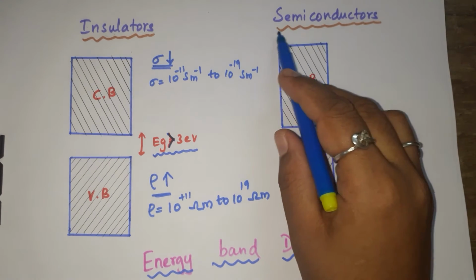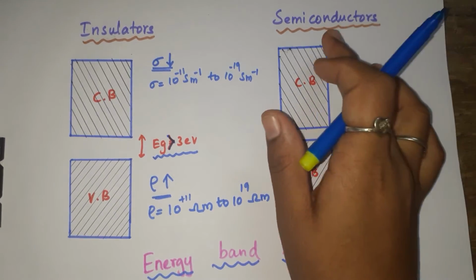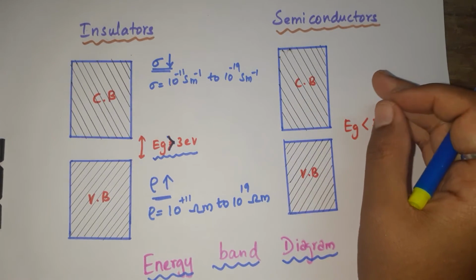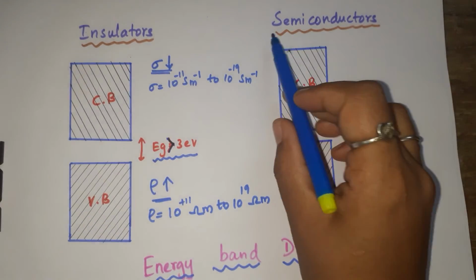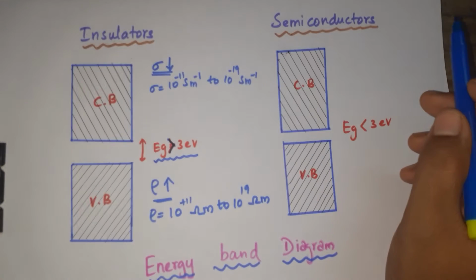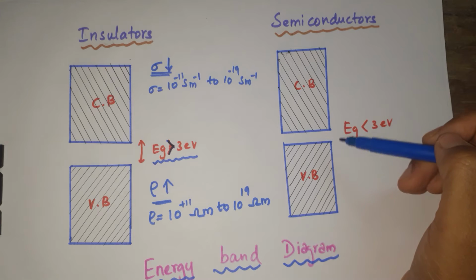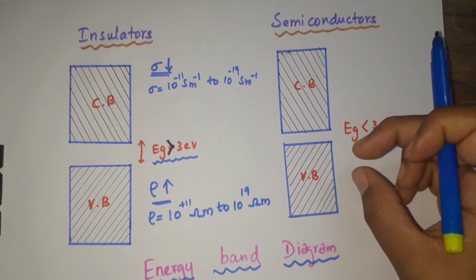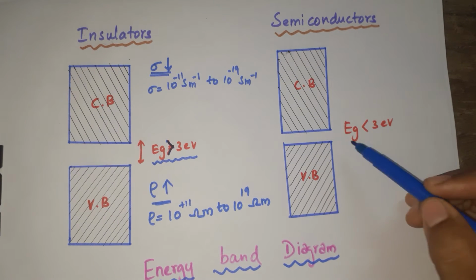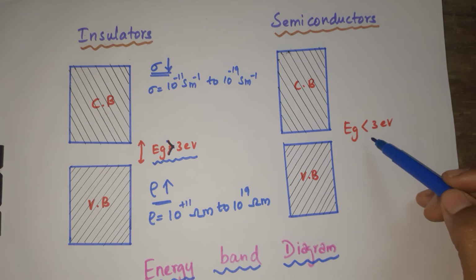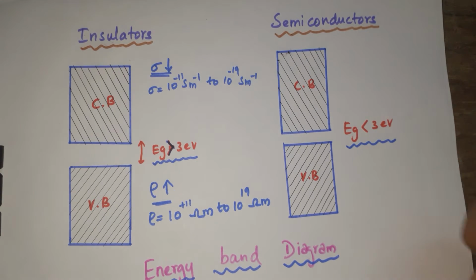Now we'll see about semiconductors, dears. Semiconductors are substances whose resistivity lies between conductors and insulators. That's why we call them semiconductors, right? There is a finite but small gap between the valence band and conduction band. So the energy gap is less than 3 electron volt.